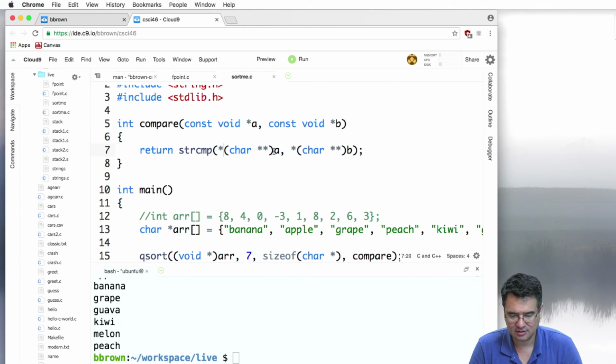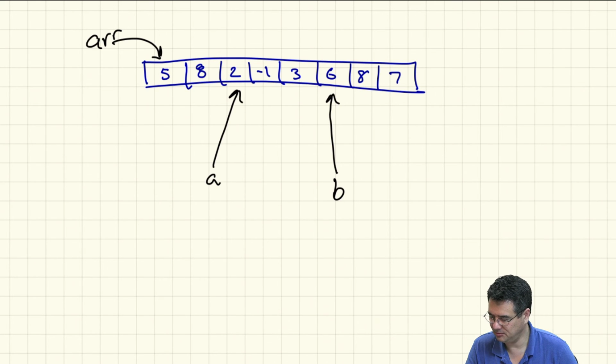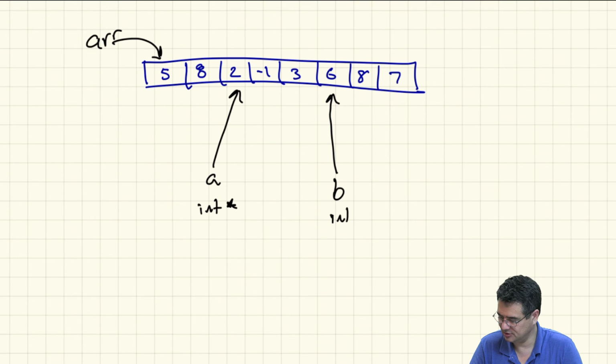So actually, what qsort does is it passes in the address of two of the elements. Not two of the elements themselves, but the addresses of two of the elements. And so if we go back to our picture over here, let me do a little bit of erasing. Let's call this ARR. Let's say this is A and this is B here. We're being passed in the address of A and the address of B, so the address of the 2 and the address of 6. We're not being passed the 2 and the 6 directly, we're being passed the addresses of the 2 and the 6, which means that A here is actually an int pointer and B is an int pointer.